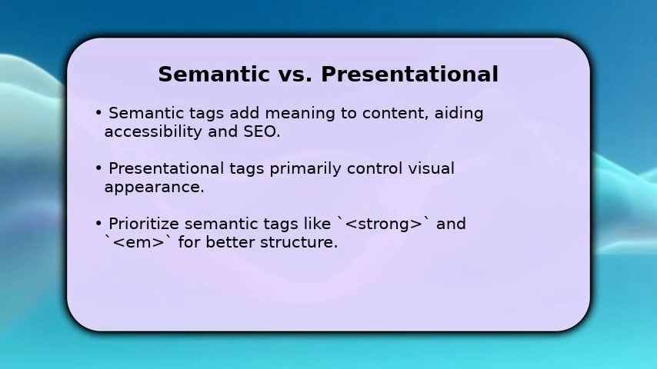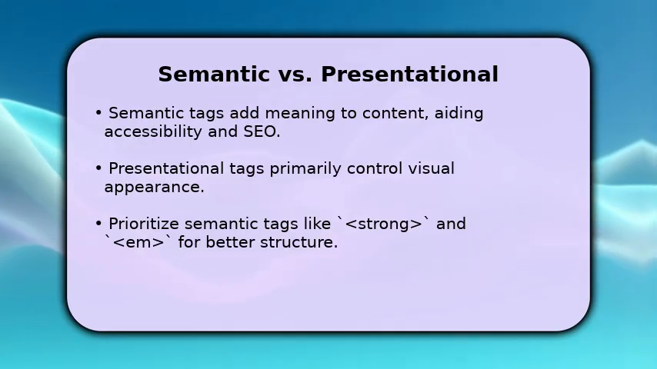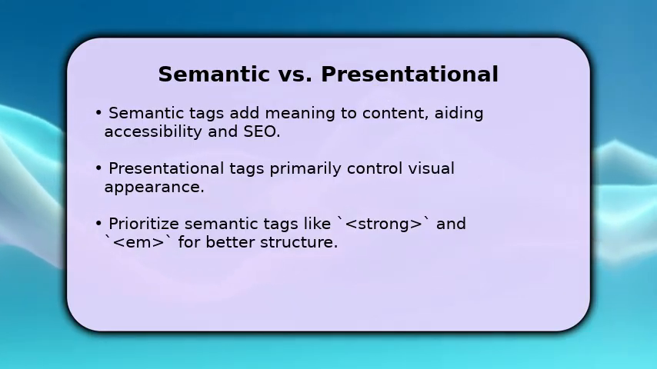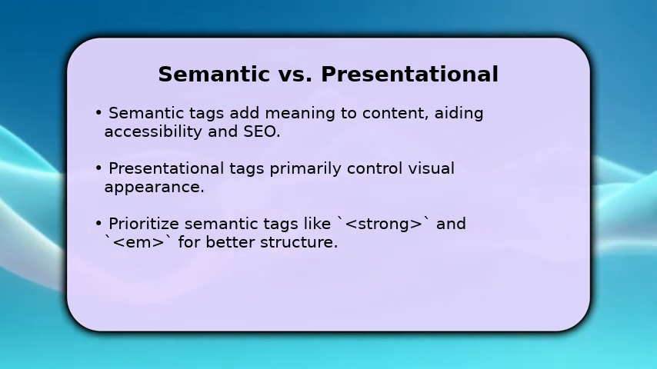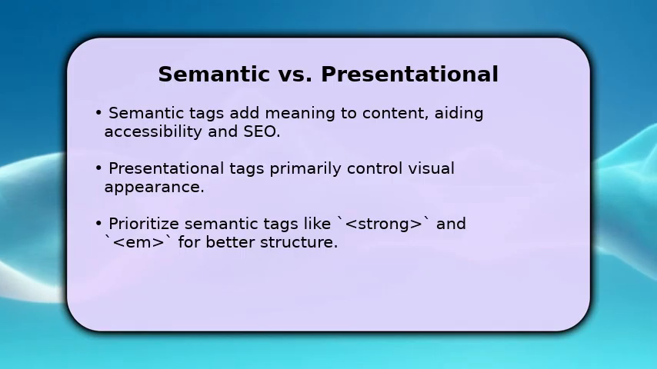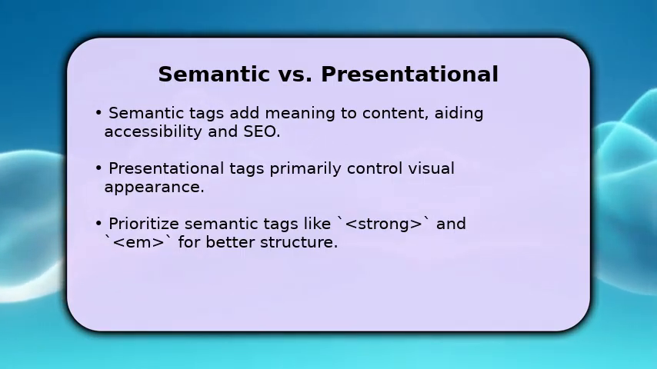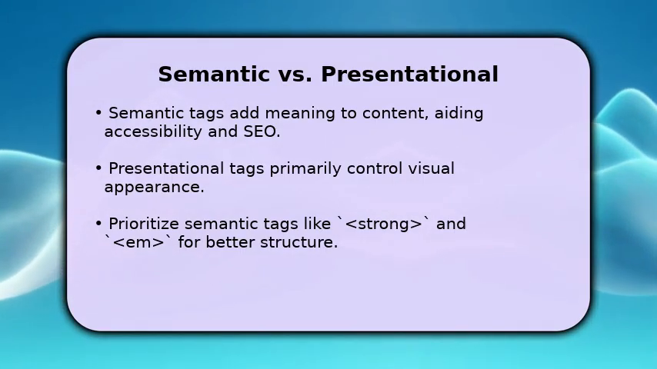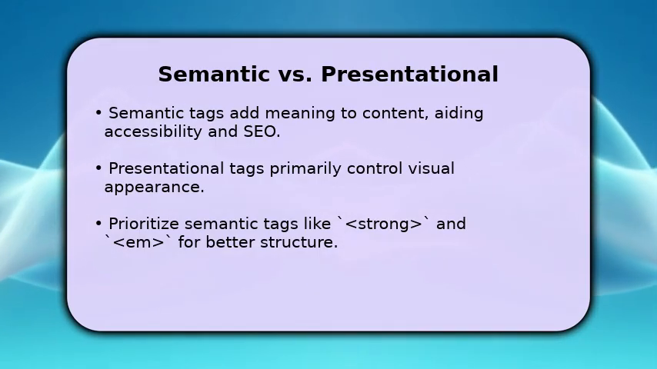It's important to understand the difference between semantic and presentational tags. Semantic tags, like strong and EM, convey meaning to browsers and assistive technologies, improving accessibility and search engine optimization. Presentational tags, such as B and I when used purely for style, only affect visual appearance. For robust styling, always prefer using CSS. This approach ensures your HTML remains clean, meaningful, and easily maintainable for future updates.